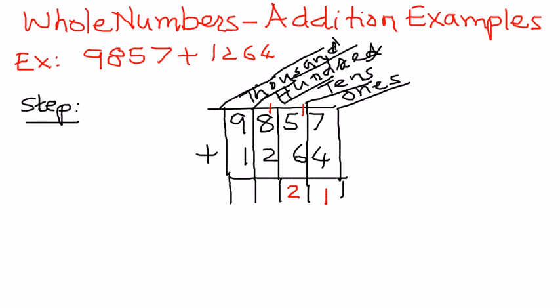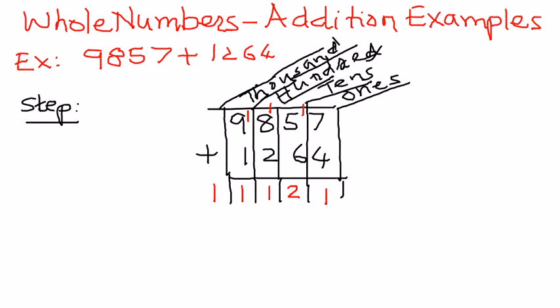And then we continue adding in the hundreds place. 8 plus 1 is 9. 9 plus 2 is 11. We carry 1 to the thousands place and then write the 1 in the hundreds place. Now we add the numbers in the thousands place. 9 plus 1 is 10. 10 plus 1 is 11. So we write 1 in the thousands place and then 1 in the 10,000s place. So this is our answer.